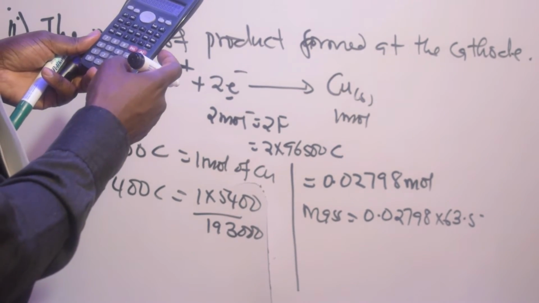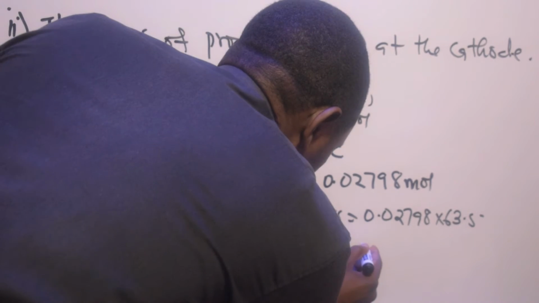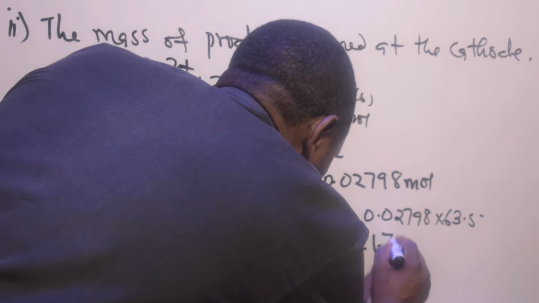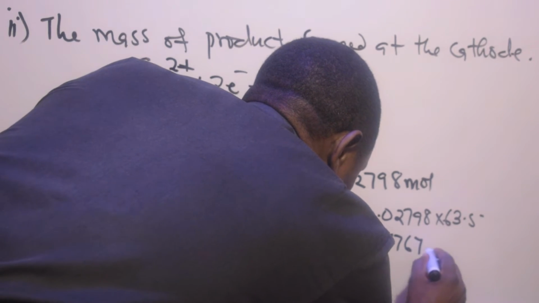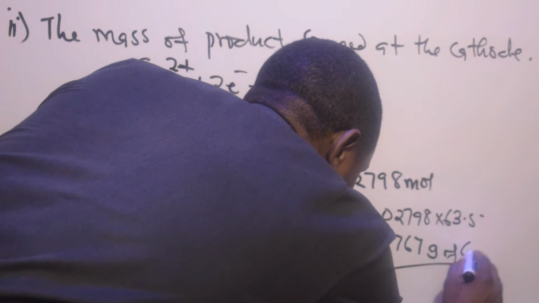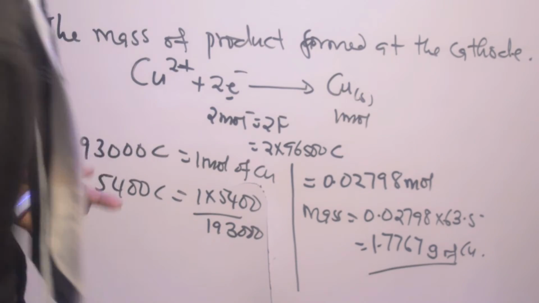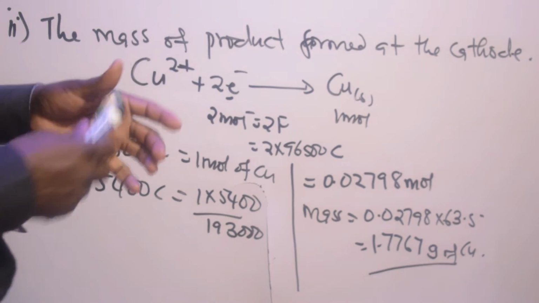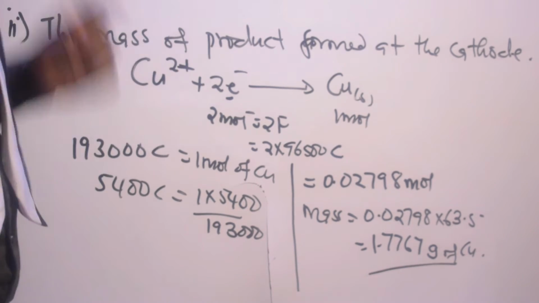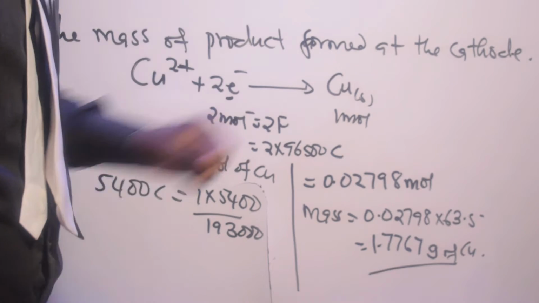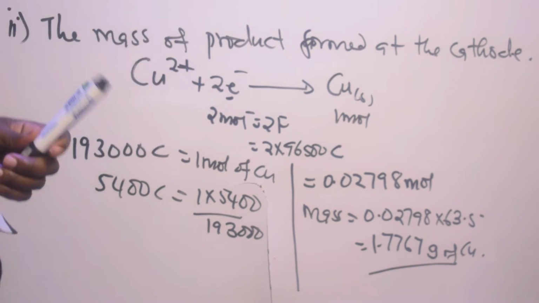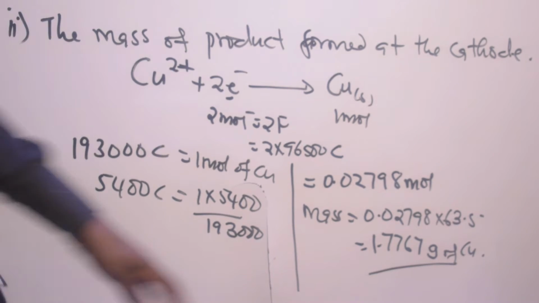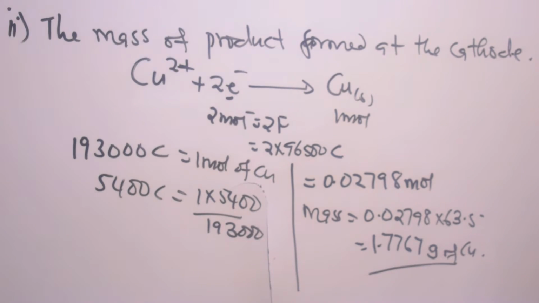63.5, I'll get 1.7767 grams of copper. So that's what I'm talking about. In other words, if you pass a current of 2 amperes for 45 minutes in the aqueous copper(II) sulfate electrolyte, you realize that the mass of the cathode will increase. It's going to increase by 1.7767 grams. That is what we are talking about.